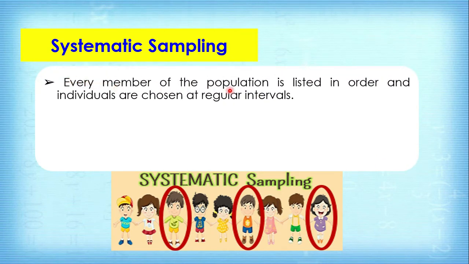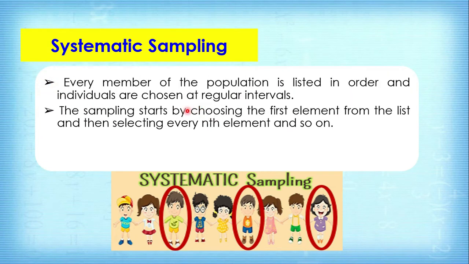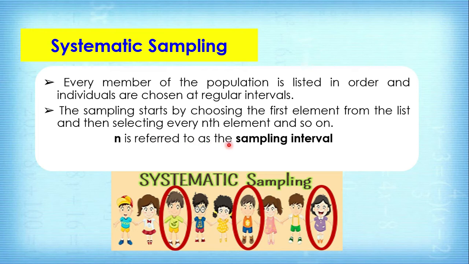Second is systematic sampling. Every member of the population is listed in order and individuals are chosen at regular intervals. The sampling starts by choosing the first element from the list and then selecting every nth element and so on. So how are we going to determine the interval? N refers to the sampling interval. N is equal to the population size divided by the sample size. Like for example, in this given picture, we choose to pick every third student.